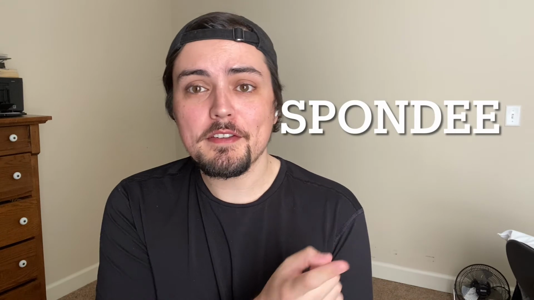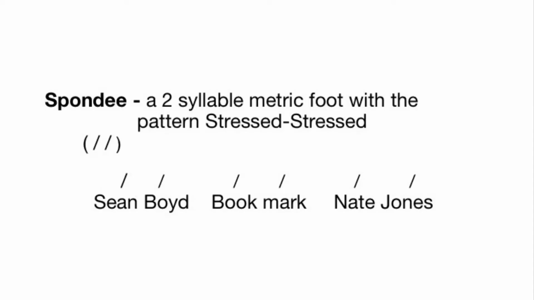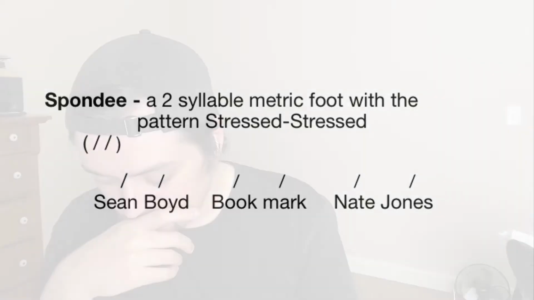The next kind of alternate foot we're going to talk about is what's called a spondee. A spondee is another two-syllable foot with the pattern stressed, stressed. It's kind of like caps lock. So words like bookmark and some names like Sean Boyd or Nate Jones are spondaic in rhythm. Both syllables are stressed. There's a pretty famous example of one. We'll scan it.